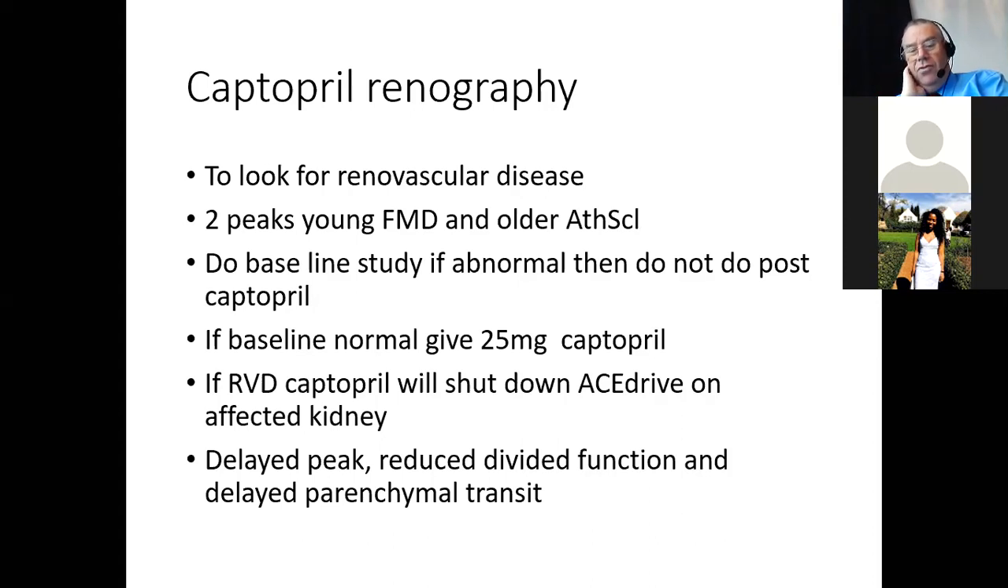And there are three things to look for. One is a delayed peak. The other one is that divided function is reduced on the affected side. And the third one, particularly with MAG3, is delayed parenchymal transit.